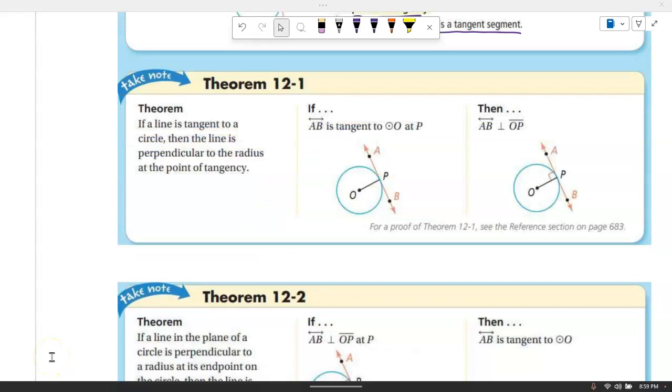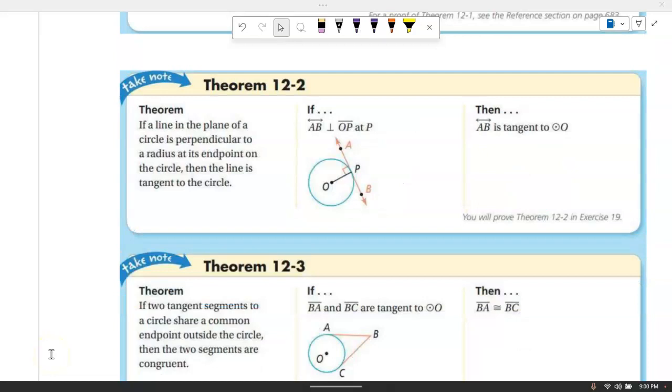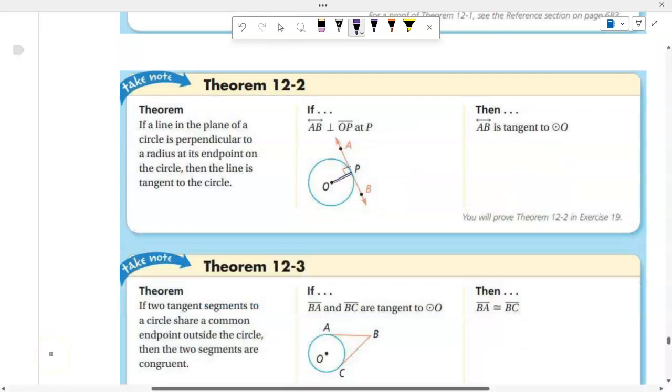One thing you need to understand is, if you have a line that is tangent and then you have a line that intersects this line, then we say that these two lines are perpendicular. That means it forms a 90-degree angle. Also, the converse is true. If this line is perpendicular to a line that intersects at one point, then we can also say the line is tangent to circle O.